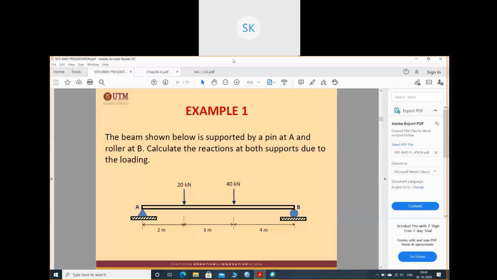Ma'am, is that roller? Yes. One is pin support, one is roller support. At B you have roller support, at A you have pin support, or you can call it hinge support. You have done the assignment also, so you should know how to find the support reaction. Very basic. Quick.